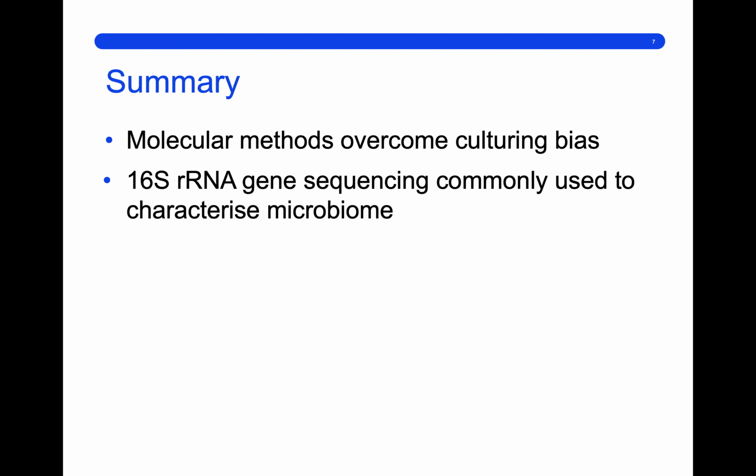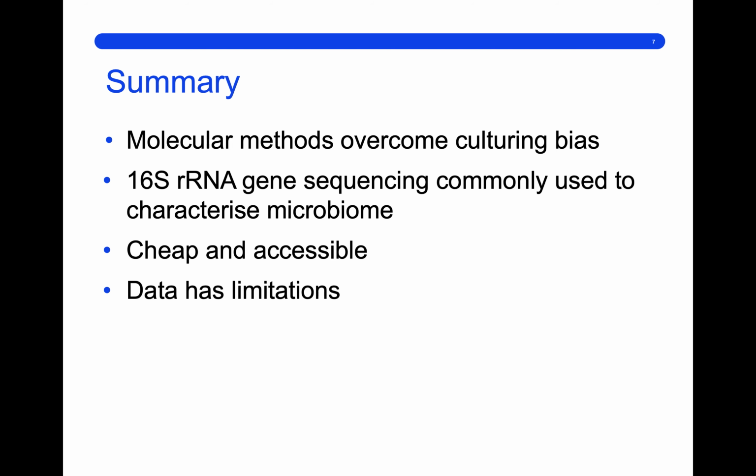So just summing up what we've gone through in this short video, we've talked about molecular methods to overcome the culturing bias and really focused on 16S rRNA gene sequencing, which is one of the most commonly used methods to characterize the microbiome. It's cheap and it's accessible, and that's why a lot of people use it. But we also have to remember that this data, while really useful, also has some important limitations, and we need to take those into account when we are analysing the data.